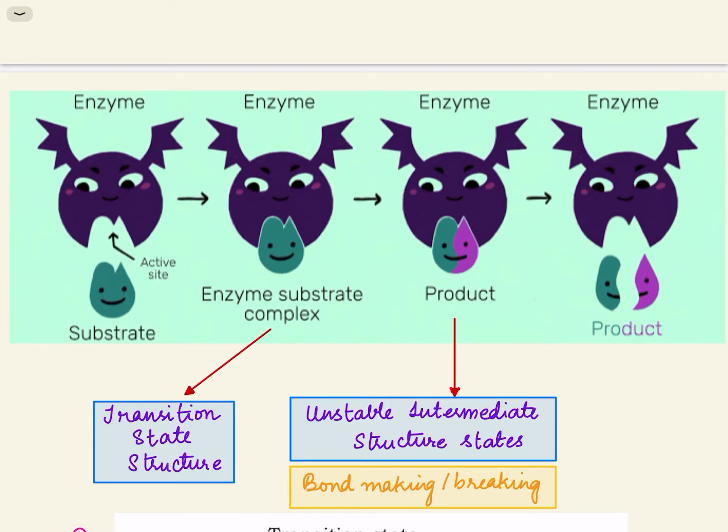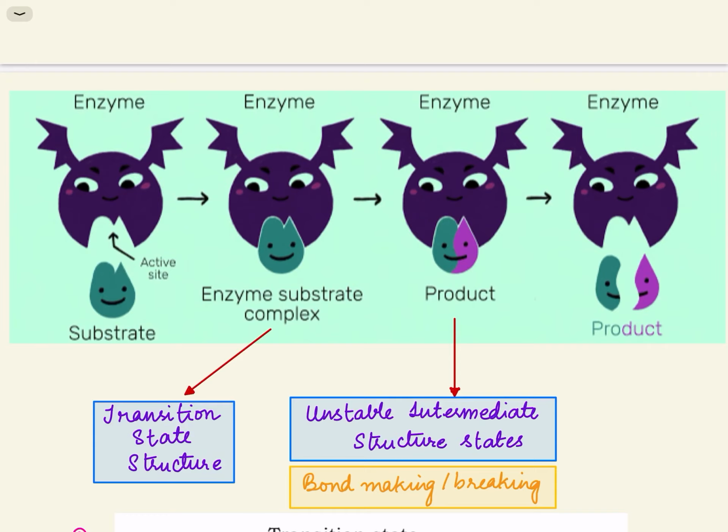Once the product is ready, all the bonds are broken or made, then the product is released and the active site is free to bind to another substrate. So this is how the nature of the enzyme is. This is how the enzyme acts.